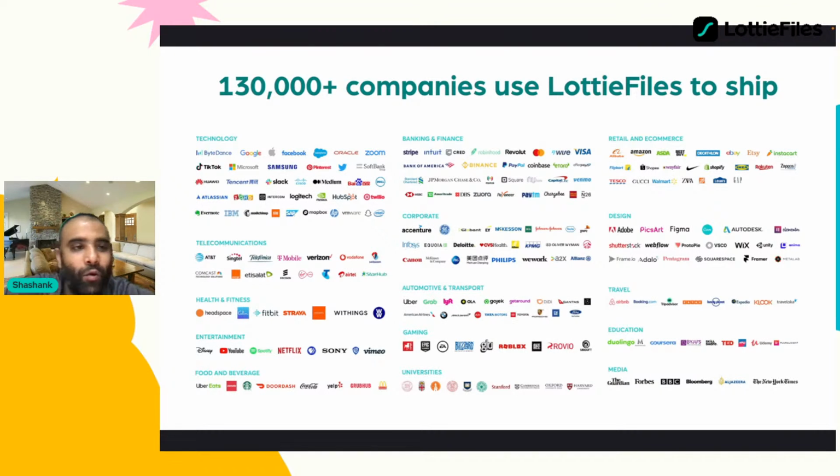So we have somewhere around 130,000 plus companies who are using LottieFiles to ship. Those are in various verticals. If you name banking and finance, retail and e-commerce, design, travel, education, media, you just name the vertical and you would find companies using LottieFiles to ship. It is very easy to handle, with very small files, which you can integrate into your web development or app development, wherever you want to integrate it. So that's pretty much it about LottieFiles.